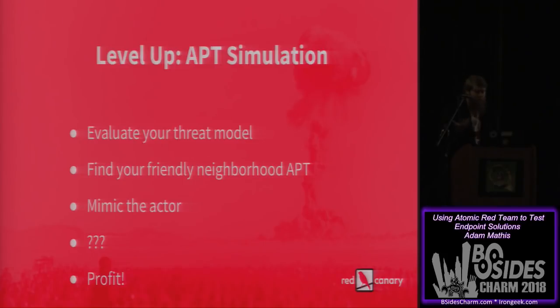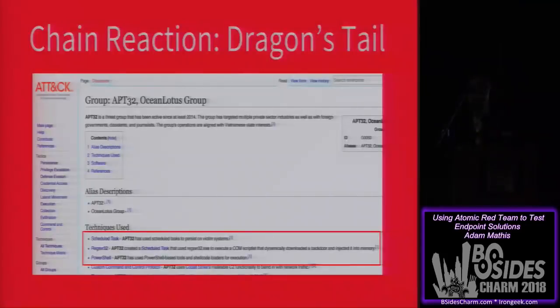So MITRE has this great treasure trove of information, and they say, this APT actor, these are the things they do. For example, this is APT32, also known as Ocean Lotus. There's a lot of different names for a lot of different groups, and that's a whole other talk on its own. But you can track and see, this actor, these are the things they do once they get in. These are the tools they use.